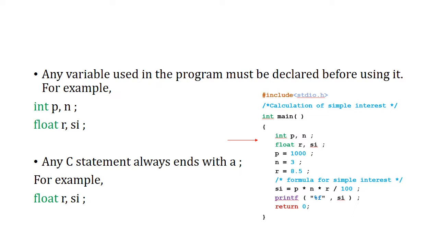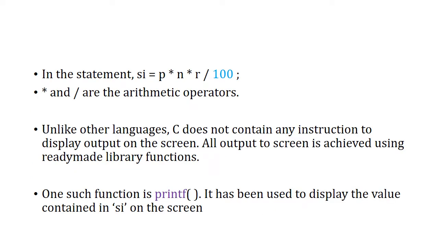And any C statement always ends with a semicolon. So we can see over here that int p comma n ends with a semicolon, float r comma si ends with a semicolon. So every statement in C ends with a semicolon. Now if you look into this statement, simple interest is equal to p into n into r divided by 100. So we can see that this multiplication and this division, that is asterisk and slash, are arithmetic operators. So using these operators we have written down the expression for simple interest.